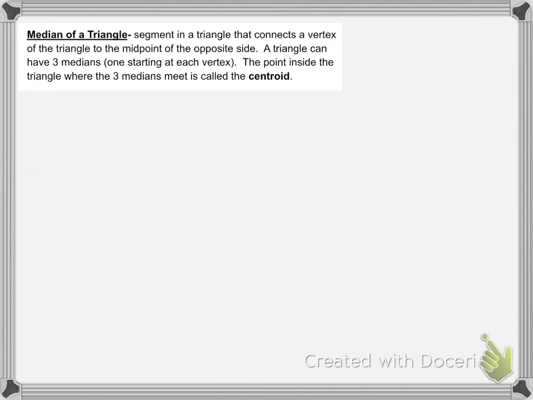All right, median. A median of a triangle is a segment in a triangle that connects a vertex of the triangle to the midpoint of the opposite side. A triangle can have 3 medians, one starting at each vertex. The point inside the triangle where the 3 medians meet is called the centroid. All right, let's draw a picture for that. Again, let's make a nice triangle.